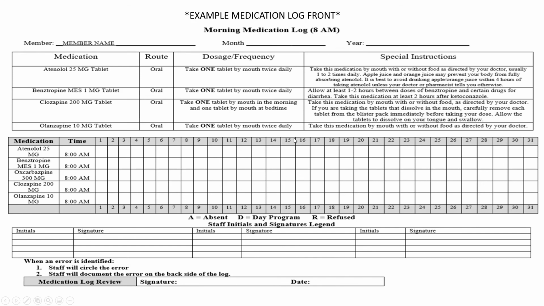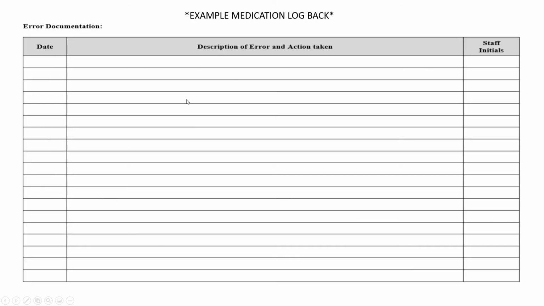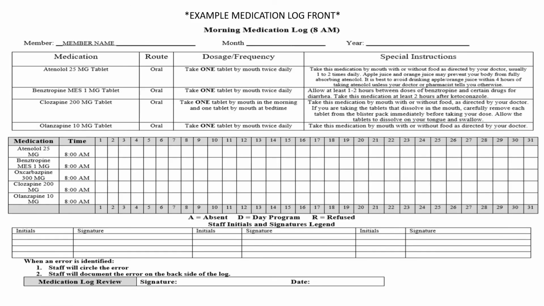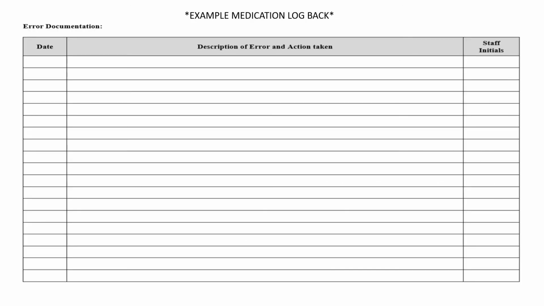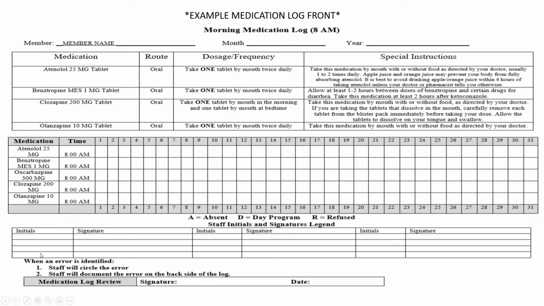So this is the front sheet of the medication log. On the back sheet, this is where you document any errors that might occur. So let's say you drop a medication. You drop this, I don't know, benztropine. You're going to write the date that this occurred, what medication you dropped specifically, how many pills you dropped specifically, and then what action steps you took. And then you're going to initial down here. And again, this initial should match up with your initial over here.